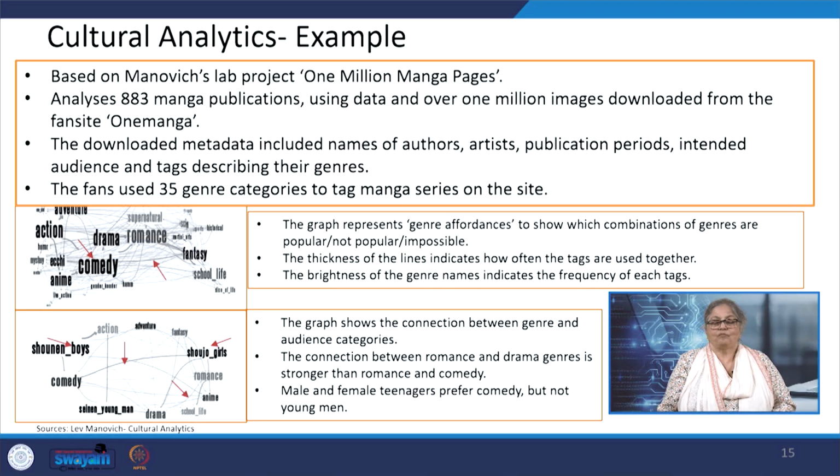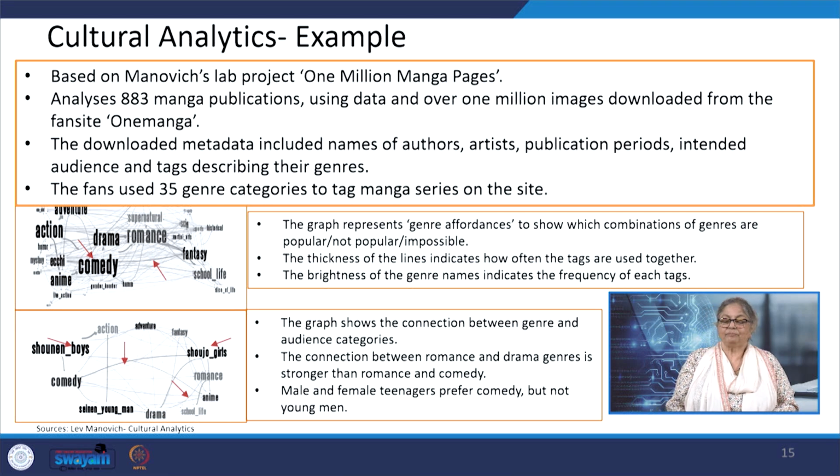Let us look at Manovich's own example of using quantitative analysis in the cultural category of genres of Japanese manga series. The lab project of Manovich, 1 million manga pages, analyzes 883 manga publications using data and over 1 million images downloaded from the fan site OneManga. The downloaded metadata included names of authors, artists, publication periods, intended audience, and tags describing their genres. The fans used 35 genre categories to tag manga series on the site.